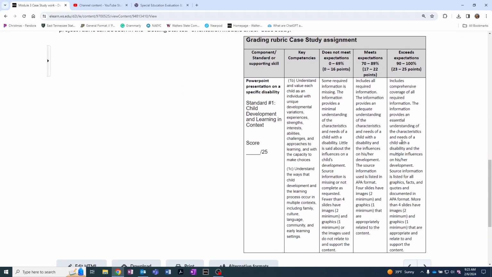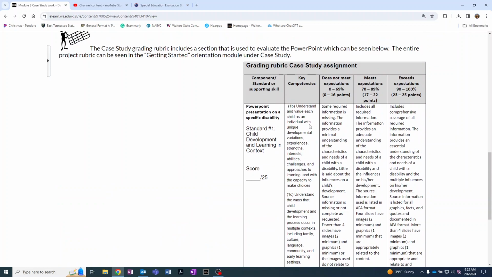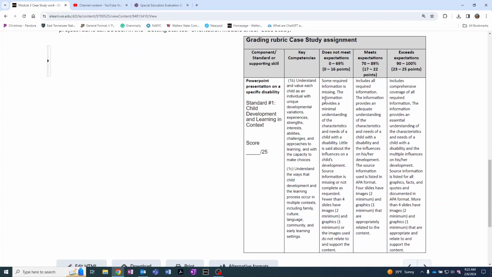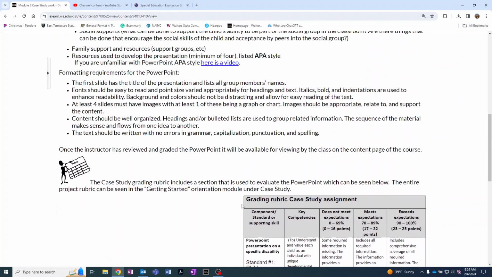But I have included the rubric here for you so that you're aware of the competencies, but also aware of how you need to meet the expectations. Okay, so one thing I wanted to note, I put in here the standards and key competencies and things that should be included. So, in order to meet expectations, you have to have all this information included. But in order to exceed, you have to have this and this. So, just keep that in mind as well. Okay, so that's how you will be graded.